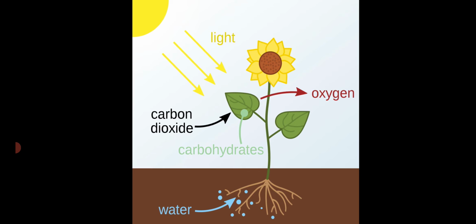Photosynthesis. In the photosynthesis process, plant will be utilizing water, carbon dioxide, sunlight, and it produces carbohydrates and oxygen. Photosynthesis: photo means light, synthesis means production of food.